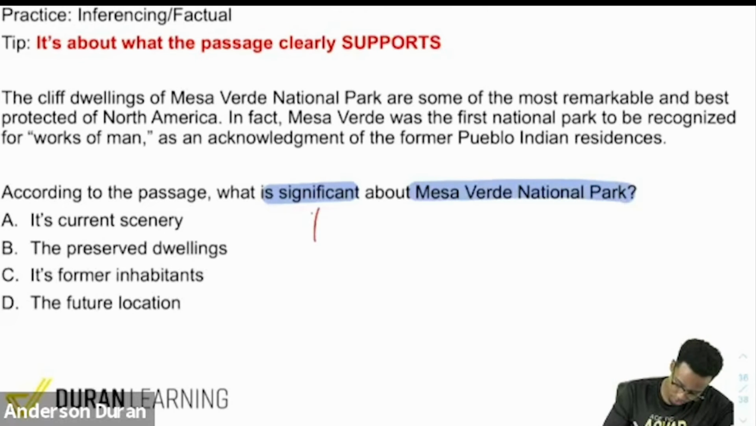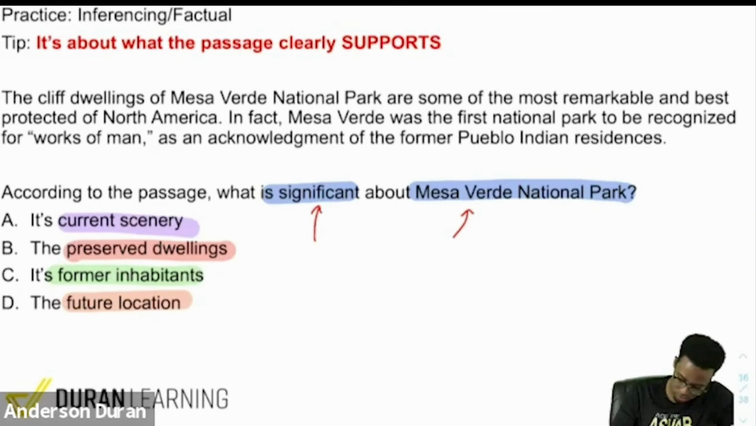And since these answers are short enough, let's get familiar with them so we can take some out once we're reading. So A, its current scenery. B, the preserved dwellings. C, its former inhabitants, or D, the future location of a national park, maybe. All right, let's go through. We're looking for what is significant about the national park.